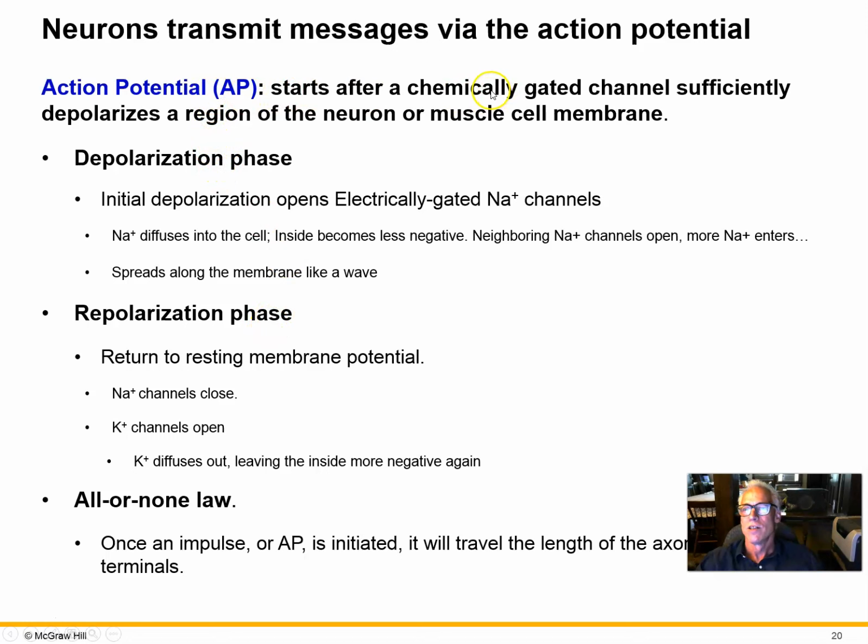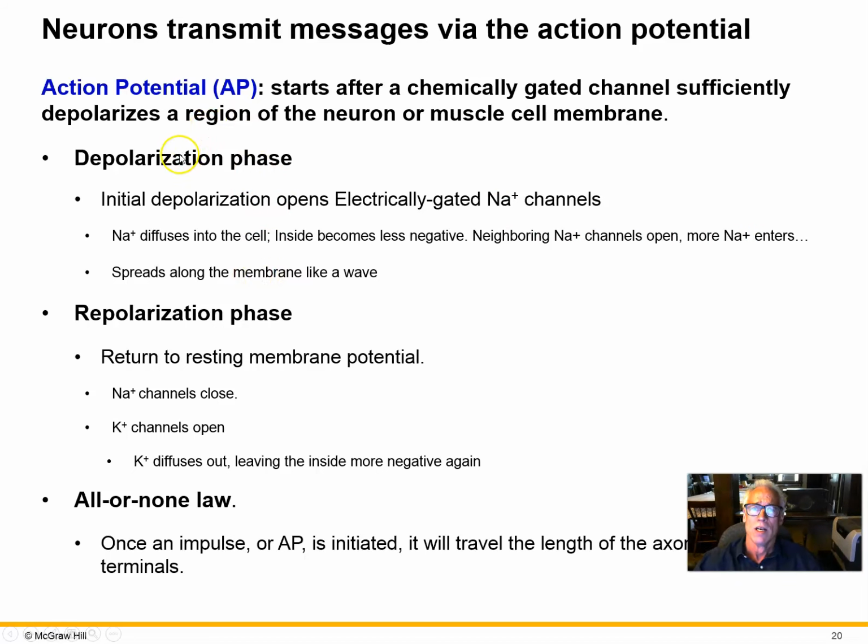So first, the neurotransmitter binds to its receptor channel, lets some sodiums in, that's the initial depolarization. Once that happens, some electrically gated sodium channels open because of that change in polarity, change in charge, and that allows a whole bunch of sodium ions to rush in at that location. Then a neighboring electrically gated sodium channel pops open and more sodium comes in, which depolarizes that region. And then the neighboring sodium channel opens and it spreads across the membrane like a grass fire in California.